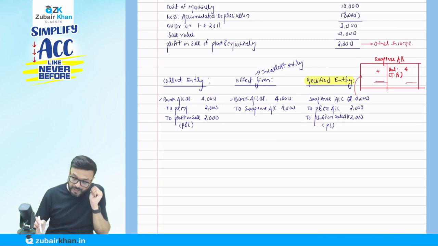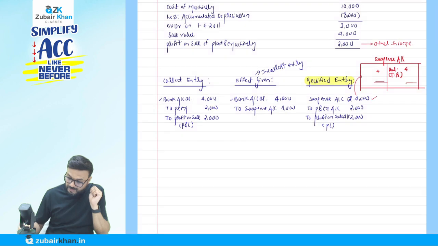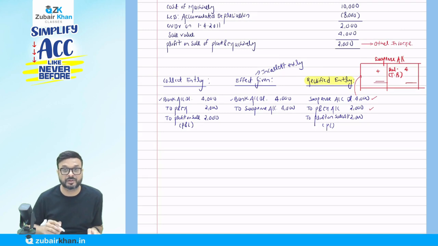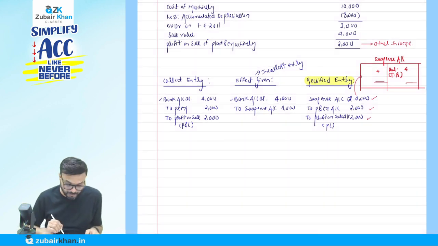Now, the second effect: here we have debited, and now the P&L account should be credited. So we have to reduce the plant and machinery. And this will be written down as other income. It will show as other income.